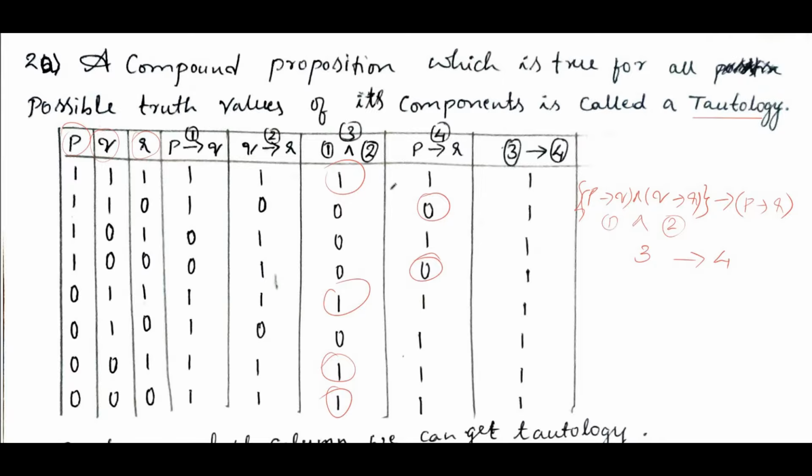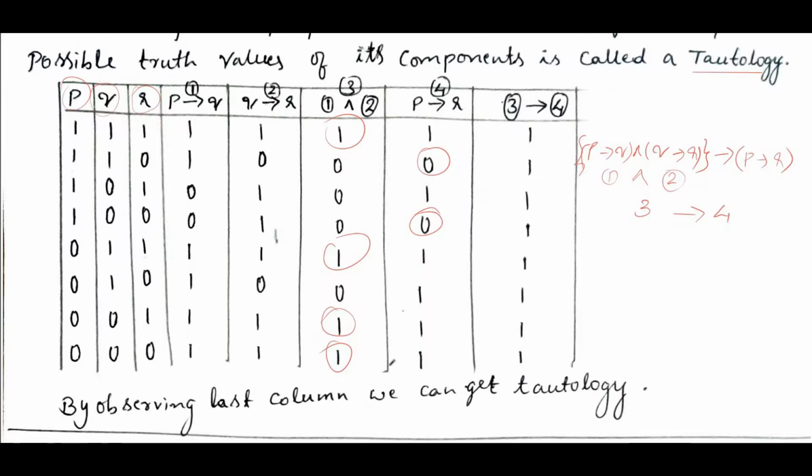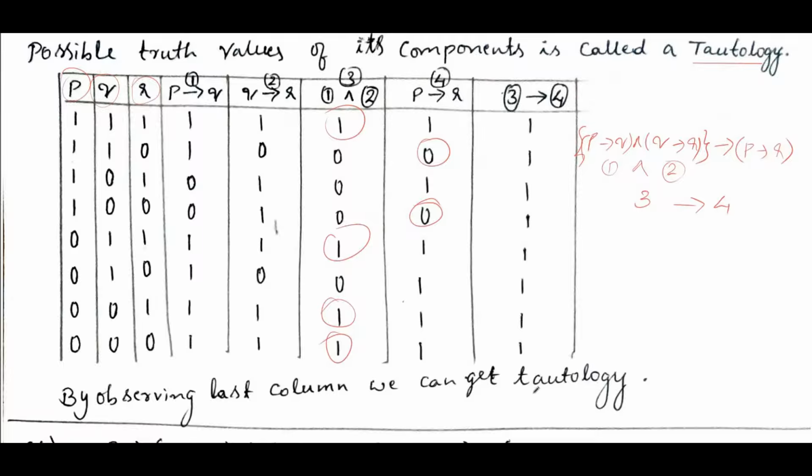So you know that implies definition 1 0. Wherever you find 1 0, that will be 0. The rest of the values are 1. That is what I have made here. Since I didn't observe 1 0, the truth values I got here are all 1. So when I observe the last column, I can say that the given compound proposition is a tautology.